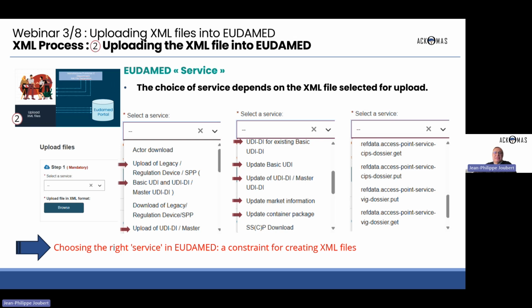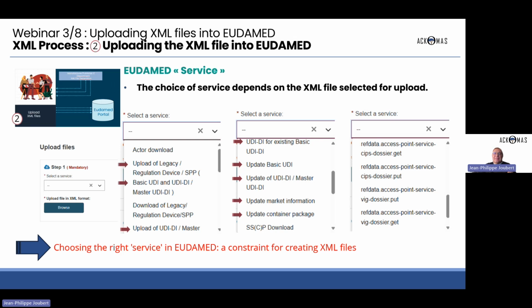Choosing the right service is a constraint for the manufacturer because they need to match the correct XML file with the correct EUDAMED service. You may say you're still capable of managing a simple association, right? However, I can hear some of you thinking that you need to split your data collection file according to the operation to be performed, knowing that this can change after the first iteration. So I'll give you an example immediately.